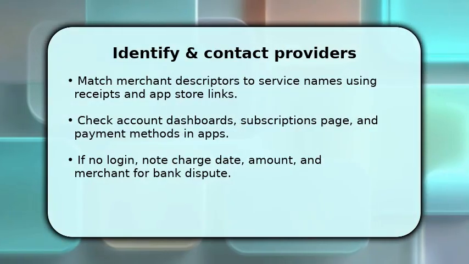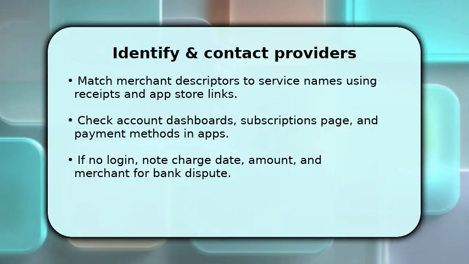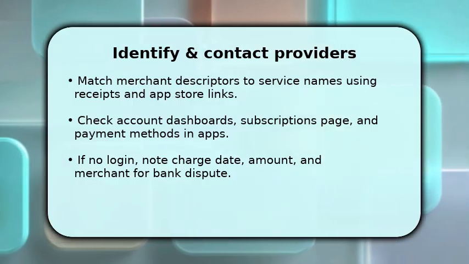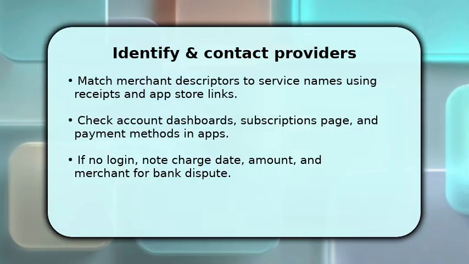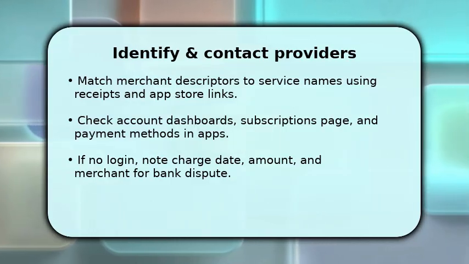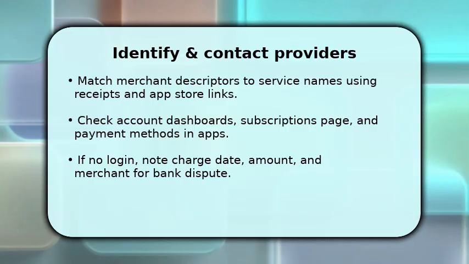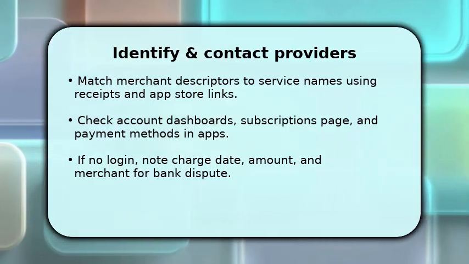Once done, map each charge to an account or merchant. Log into the service dashboard or App Store subscriptions page to locate an active plan. Cancel there when possible. If the merchant name is ambiguous, search for the descriptor plus login or support to find the correct provider. Make contact via support chat or email. Save timestamps and confirmation ID.